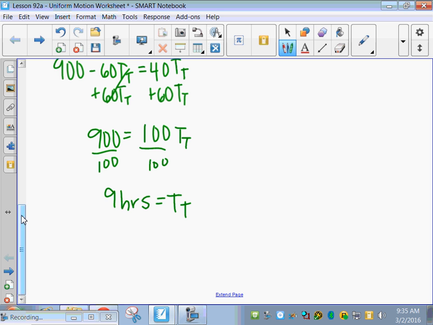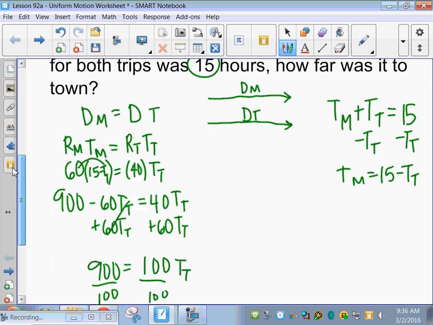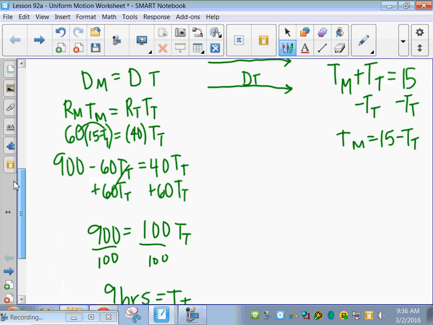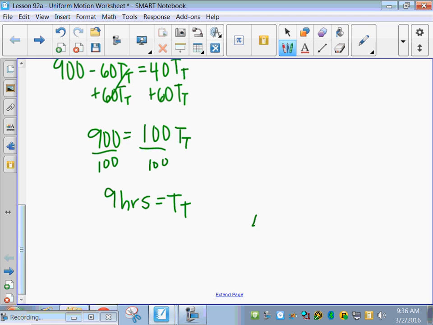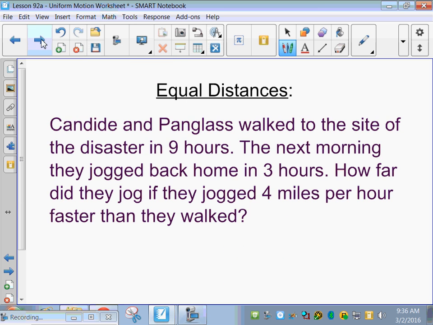And then we go back up and check and see what it's asking for. How far was it to town? They're both the same on either side, so we can actually go back and plug in on either side of the equation. I'd probably go back right here. So the distance is equal to 40 times the time on this side. And so that would be 360 miles. All right, so that's an equal distance.